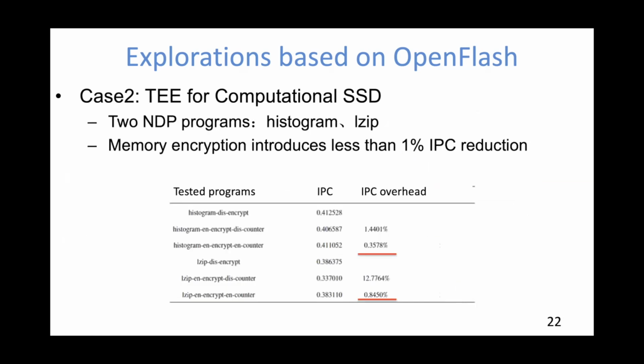So far, we have taken a few preliminary evaluations on the trusted execution environment that we implemented in OpenFlash. We use two NDP programs. One is to calculate the histogram for fetched data, and the other is to compress data. As shown in this table, the memory encryption in our developed RISC-V processor only introduces a little overhead, which costs less than 1% IPC reduction. The overhead is small. Okay, so these are two explorations we are taking based on OpenFlash.